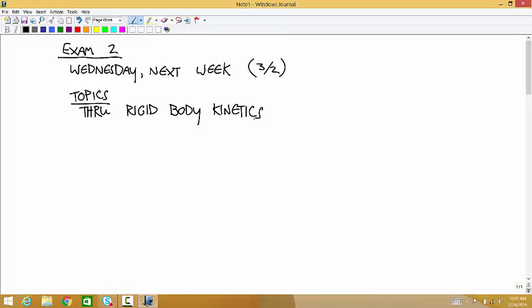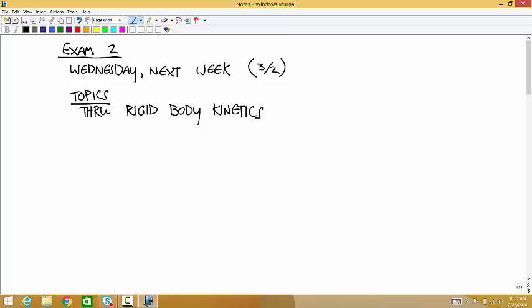So, in the assignments coming up, I'll make sure to include some stuff that won't be new stuff. It'll just help you get ready for the test. And today we're just going to keep going with rigid body kinetics. Anybody have any questions?